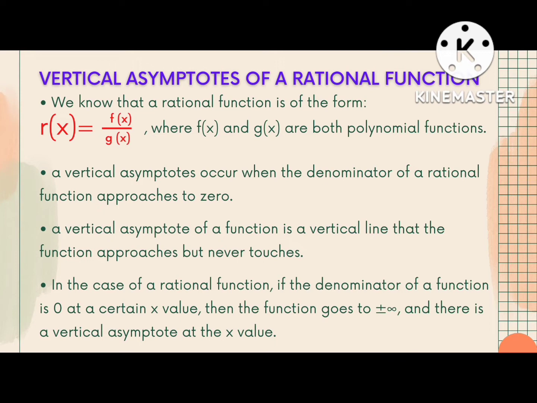A vertical asymptote occurs when the denominator of a rational function approaches zero. Another is that a vertical asymptote of a function is a vertical line that the function approaches but never touches. In the case of a rational function, if the denominator is zero at a certain x value, then the function goes to positive or negative infinity at that x value, and there is a vertical asymptote at that x value.